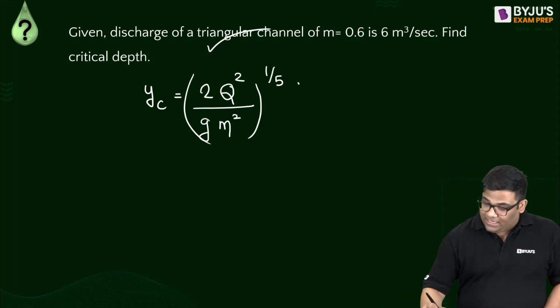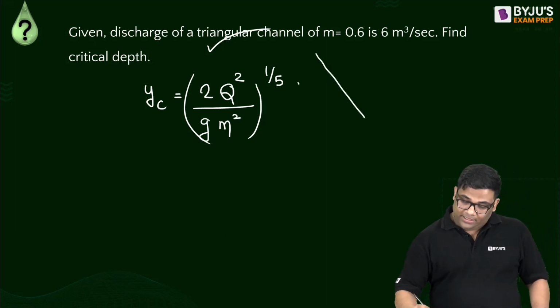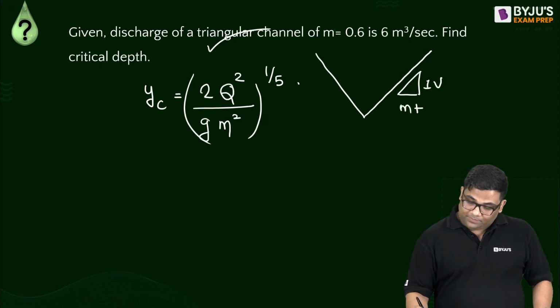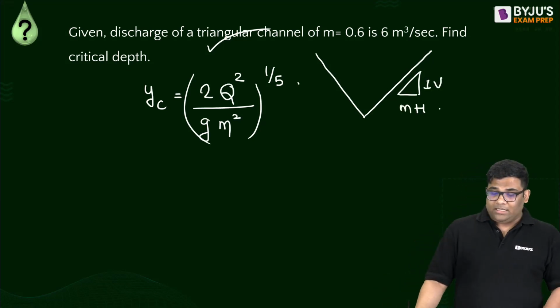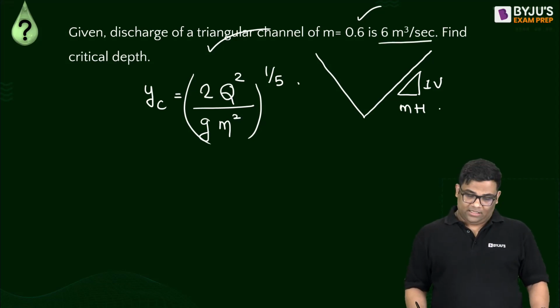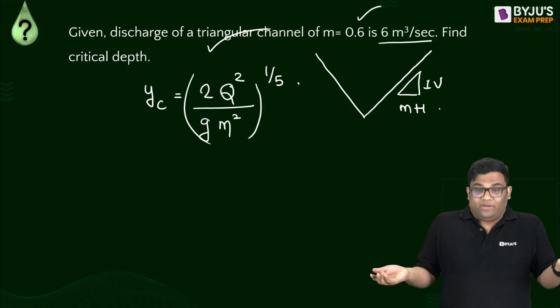Now here, what is this m? This is the side slope. If you have a triangular channel, the side slope is 1 vertical to m horizontal. So what is written? The discharge of a triangular channel when m is given as 0.6 and discharge is given as 6 meter cube per second. Find the critical depth. It's very straightforward.